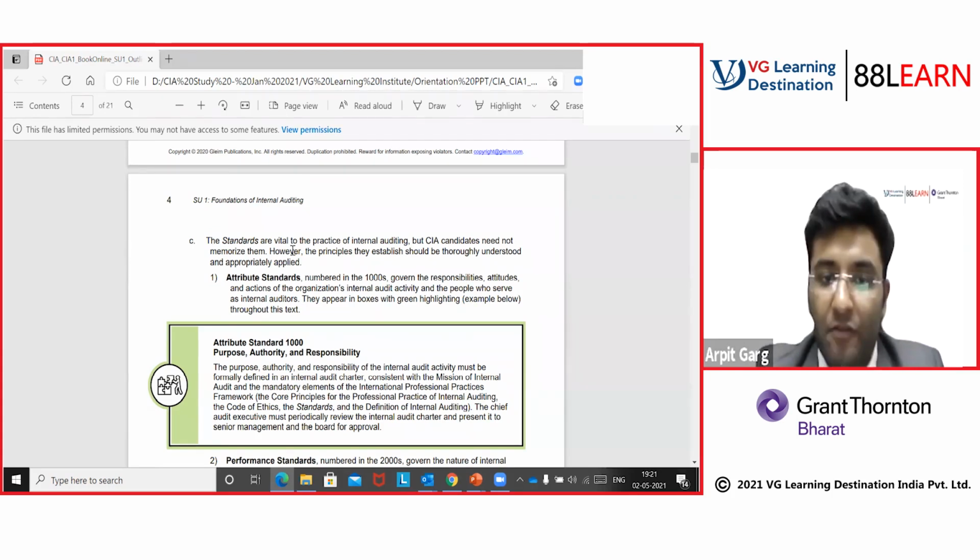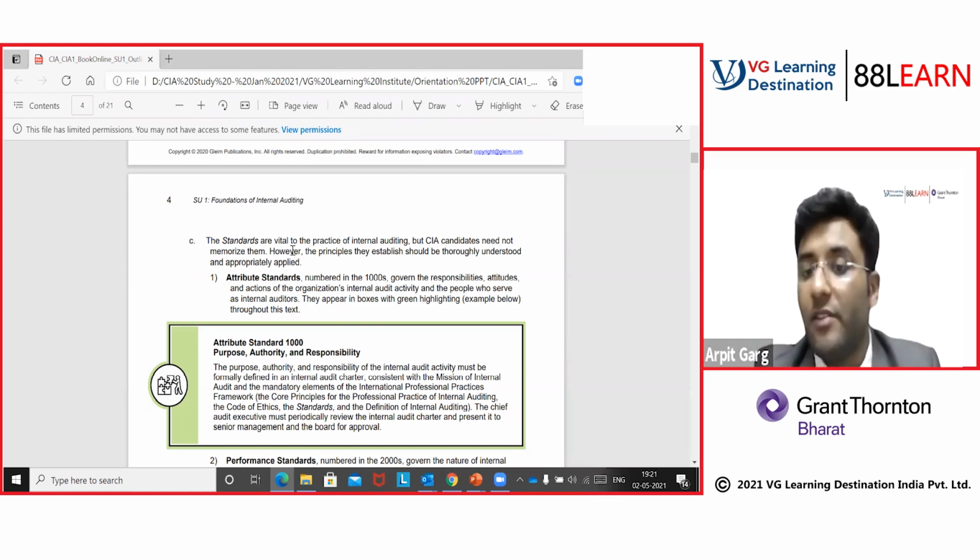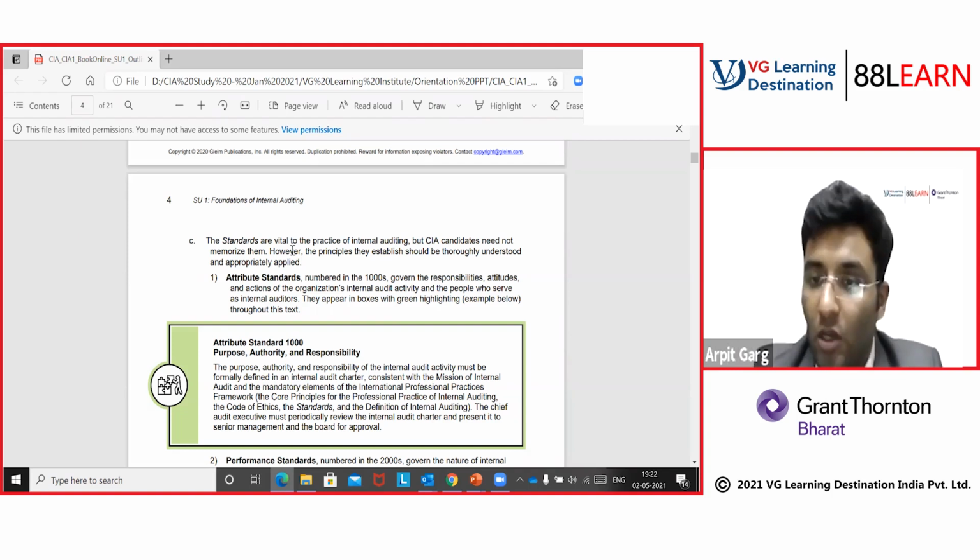Now, attribute standards. Attribute standards are numbered in the 1000s and govern the responsibilities, attitudes, and actions of the organization, the internal audit activity, and the people who serve as internal auditors. So overall, the internal audit activity function, what we do and how we should do it, and the people who serve as individual internal auditors. Attribute standards govern the responsibilities, attitudes, and actions that we have to carry during our internal audit engagements.